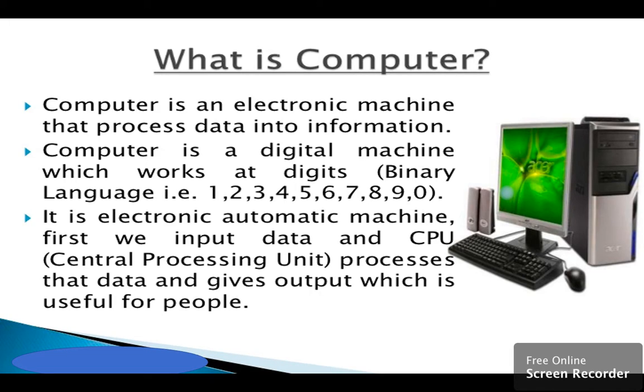What is a computer? So a computer is an electronic machine that processes data into information. Okay, so it is an electronic automatic machine. First we input the data. The CPU, whose full form is central processing unit, processes the data and gives output which is useful for people. And binary digits are 1 and 0. 1 and 0 are the binary digits.